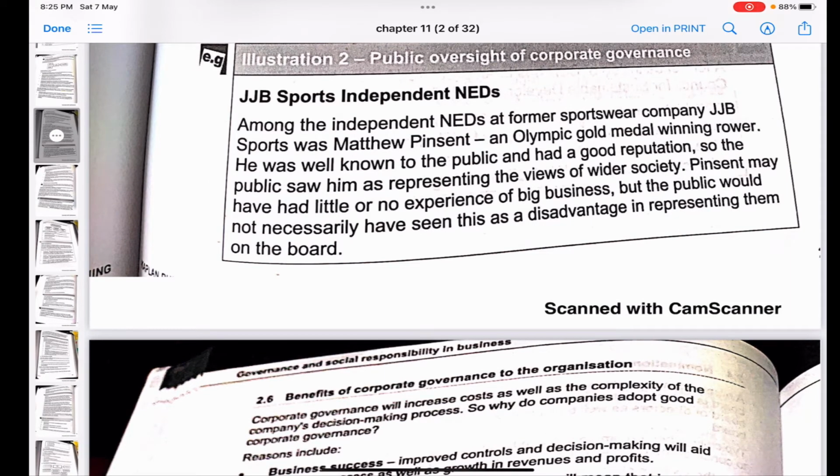Illustration: JJB Sports independent NEDs. Among the independent NEDs at the former sportswear company was Matthew Pinsent, an Olympic gold medal winning rower. He was well known to the public and had a good reputation, so the public saw him as representing the views of wider society. Pinsent may have had little or no experience of big business, but the public would not necessarily have seen this as a disadvantage in representing them on the board.